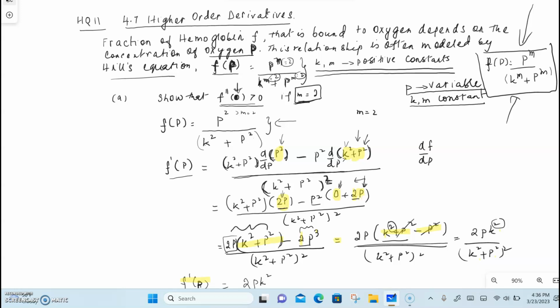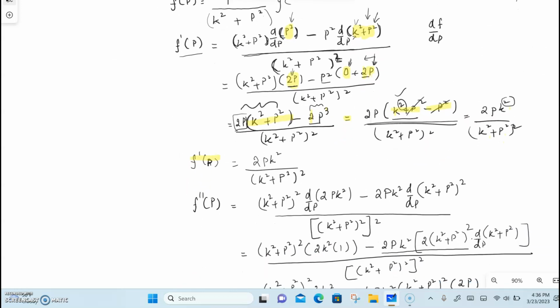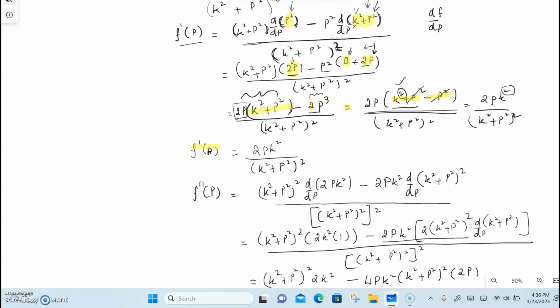Now simplifying, p squared minus p squared, the p squared terms get cancelled. We get k squared, and 2p times k squared is 2pk squared, the whole divided by k squared plus p squared the whole squared. So f prime of p is given by 2pk squared, this is the simplified form, divided by k squared plus p squared the whole squared. So now we find the second derivative of this function.